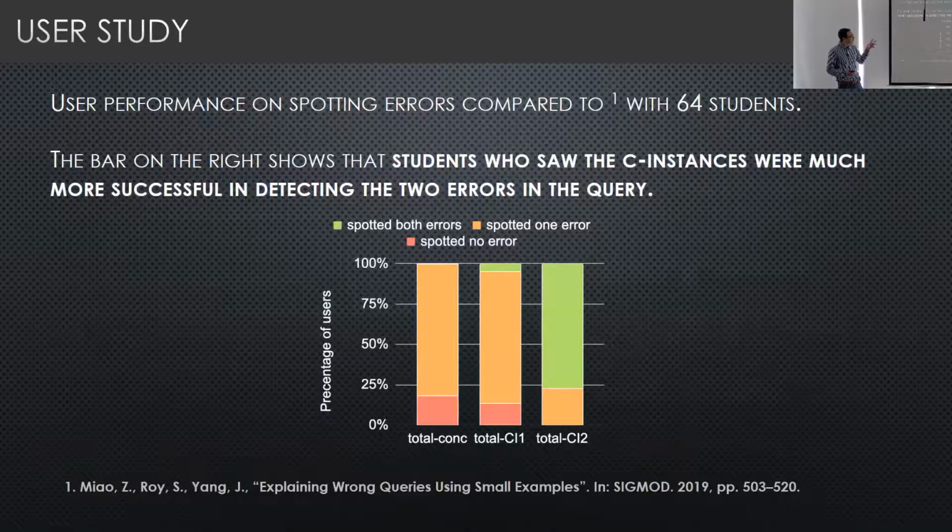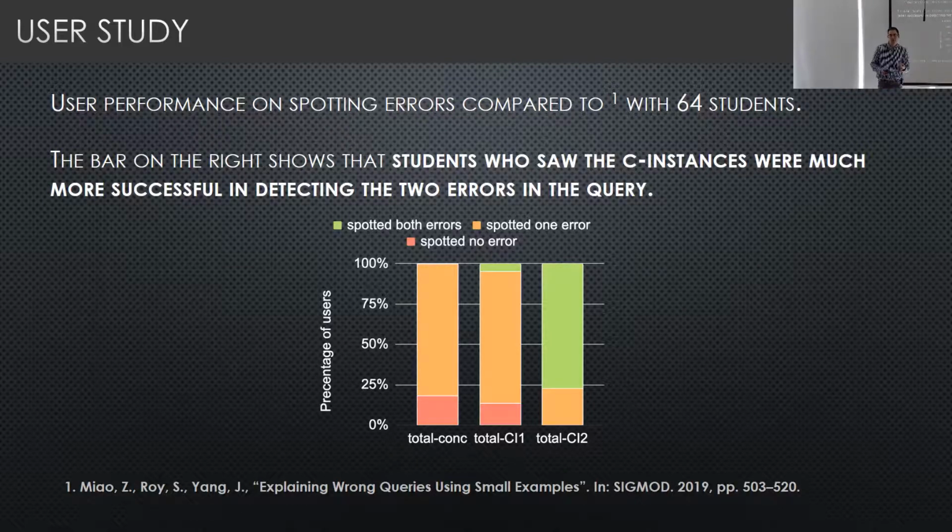Okay, so now we wanted to test the question that we've initially asked and wanted to know how do these C instances do in helping students detect errors in their queries. And to do that, we've conducted a comprehensive user study. The study included 64 students. And we've showed the students a query that contains 2 errors, and we've asked them to detect as many errors as they could. We split the students into 2 groups.